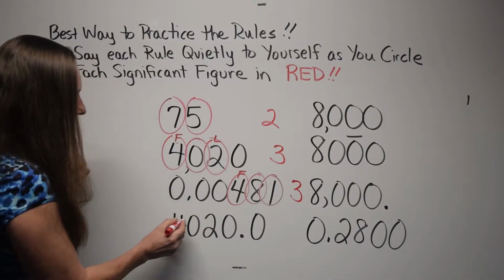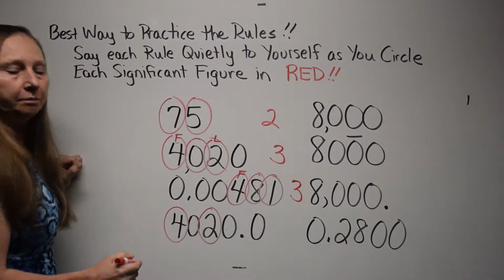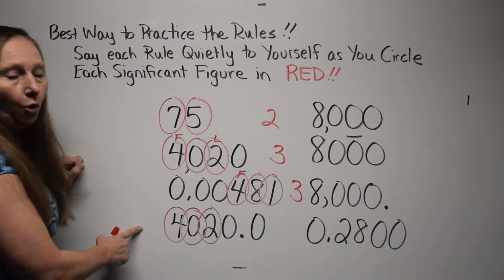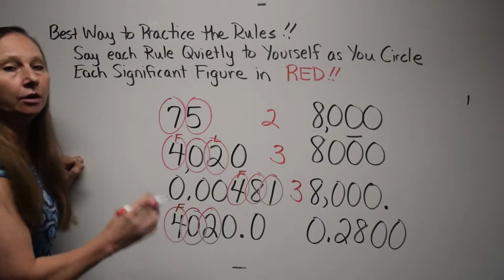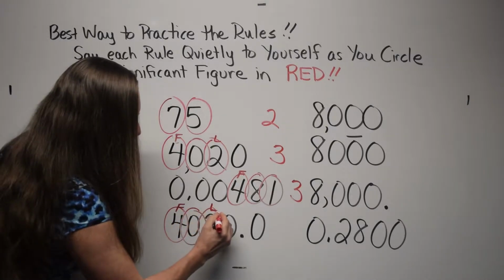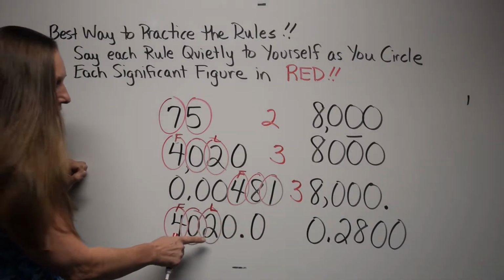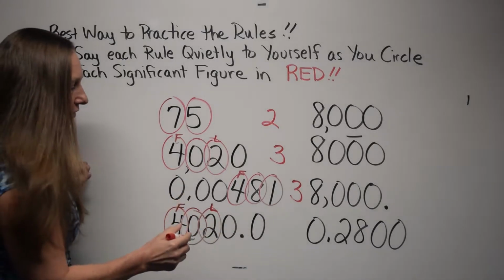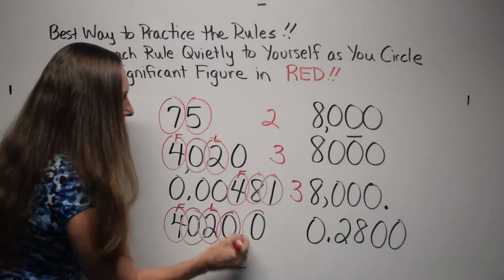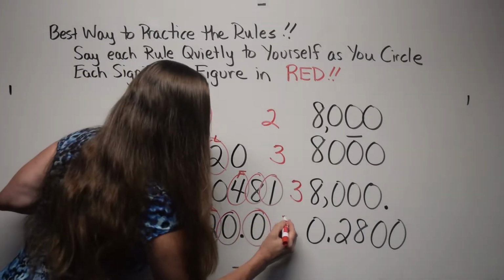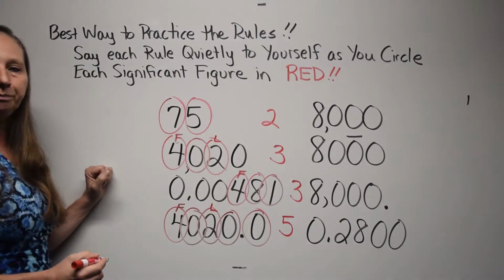All right. Non-zeros are significant. Zeros between non-zeros are significant. Zeros before the first non-zero, there are none. Zeros after the last non-zero are significant if there's a decimal point. There's a decimal point, therefore those two zeros are significant. This number has 5 significant figures.